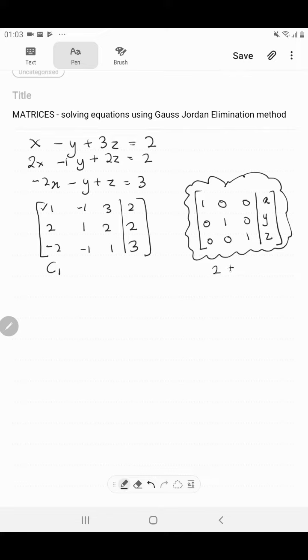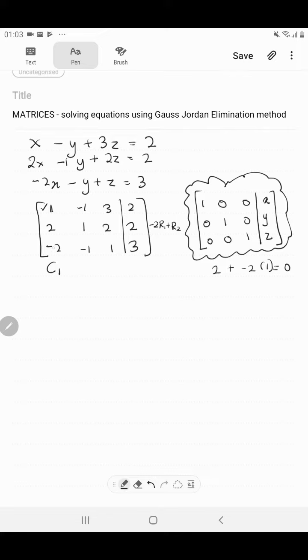2 will have to be added with negative 2 to equal 0, and we can use the diagonal 1 as the vehicle where we can write on it to add it to 2 in order to get 0. So I'm going to use row 1, multiply it with negative 2, and then add to row 2.